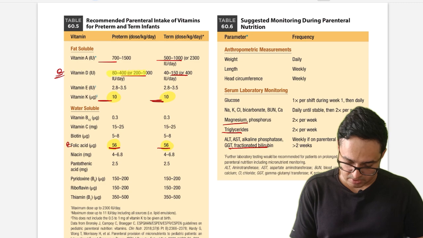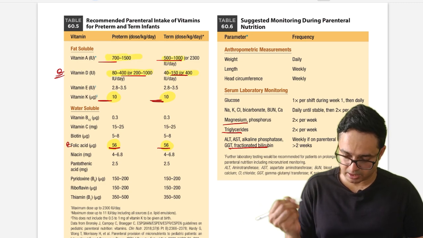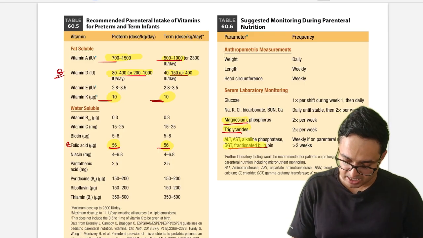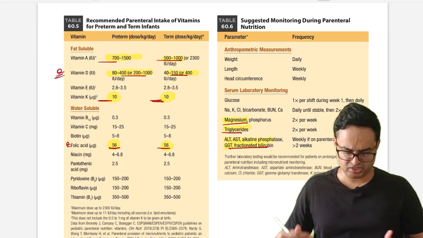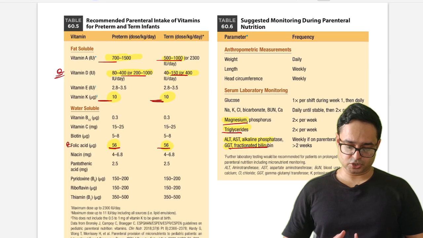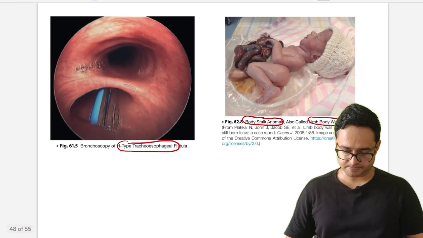Vitamin K, vitamin D, vitamin A, you have to remember. And monitoring of parenteral nutrition: magnesium, triglyceride, AST, and GGT. So you have to just remember these, as numerical or fact based questions can be asked.